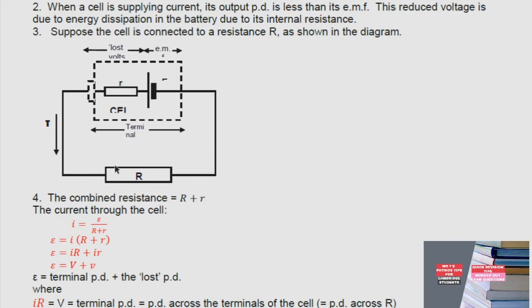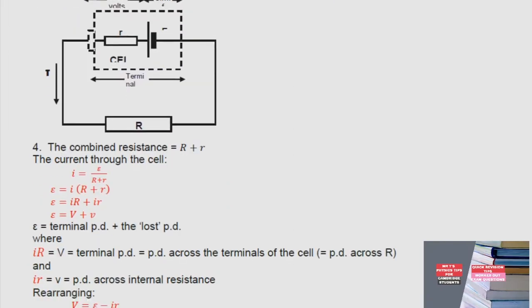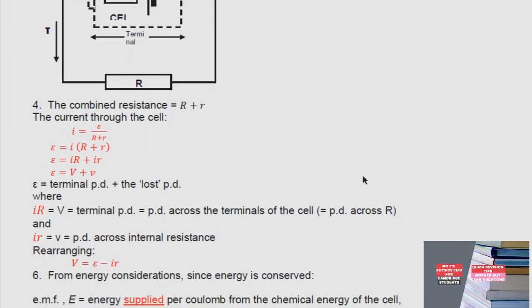So the total current through the cell is going to be I is equal to EMF over the total resistance, which is R plus r, big R plus small r. So EMF will be equal to I, the current, bracket, R in the external circuit plus r in the internal circuit. So IR plus Ir. So EMF will be equal to big V plus small v. Now big V is going to be the terminal PD. That will be the terminal PD, correct?